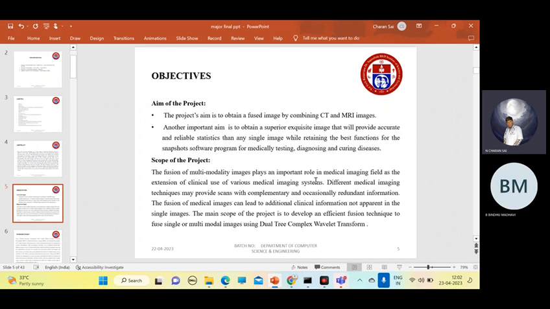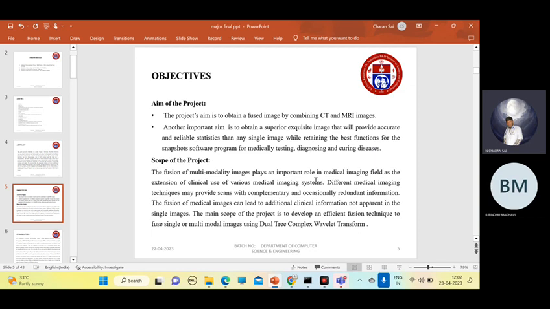And the main aim of the project is to obtain the fusion image combining CT and MR image. And another important aim is to obtain a superior fused image that provides accurate and reliable statistics that may be gathered in a single image while retaining the best features.